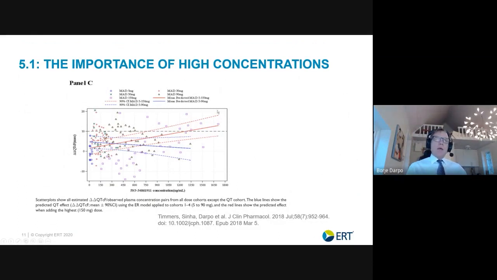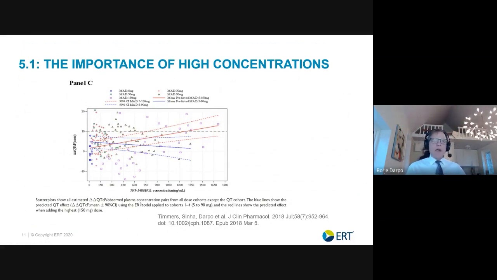Then a specific cohort was added with a higher dose, the 150 milligram multiple ascending dose. And then we can see that the QTc effect is teased out. So the red line with the hashed confidence intervals are now the predicted effect when the 150 milligram dose concentration data are also added. So this example clearly demonstrates the value of adding high doses and concentrations.